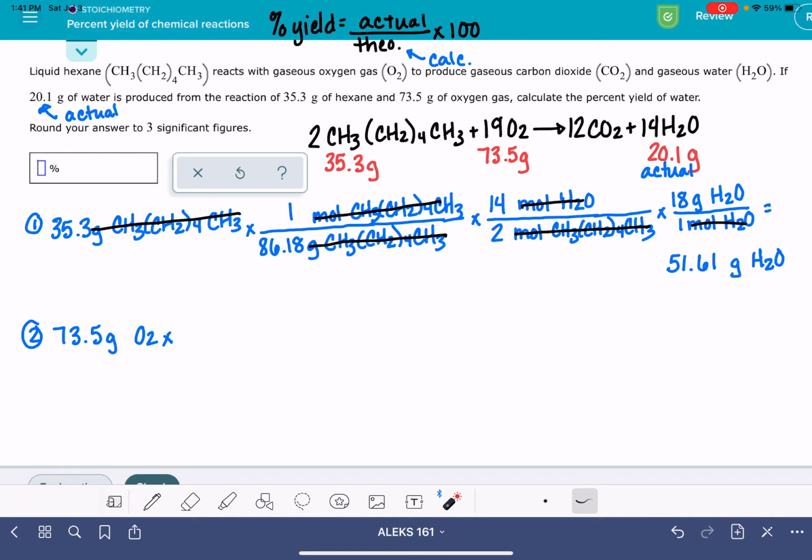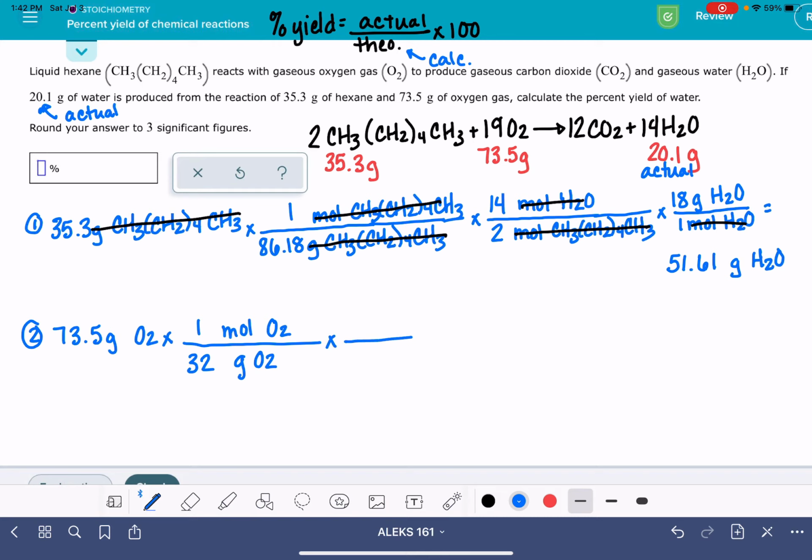So as I said, this is a tedious problem. It's one that you definitely want to take your time on because there's a lot of places where you could mess this problem up. So we're going to do all of this all over again, this time starting with the 73.5 grams of O2. First thing that we need to do is convert out of grams of O2 into moles of O2, and we do that using the molecular weight of O2, that's 32 grams per mole.